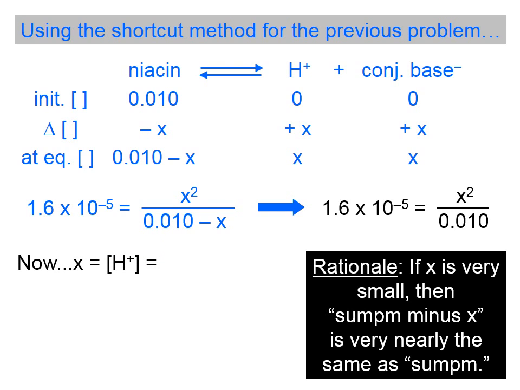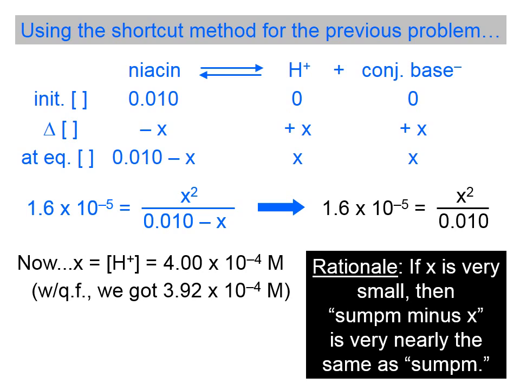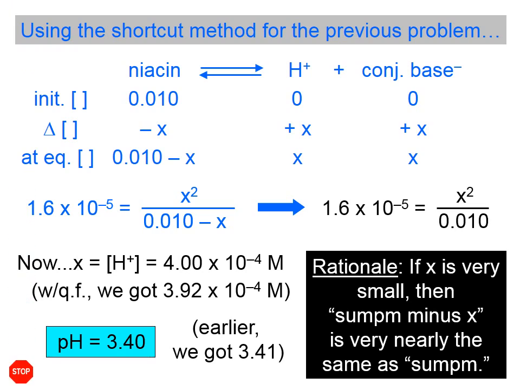If you solve that, which will involve the use of your square root key, you will get this number, 4 times 10 to the negative fourth. On the previous slide, when we used the quadratic formula, we got 3.92 times 10 to the negative fourth. So this is a lot faster, and it's within 2 or 3%, so that's pretty good. And if we calculate the pH using the shortcut, we get 3.40, and on the previous slide, when we used the quadratic formula, we got 3.41. So that's pretty darn good.